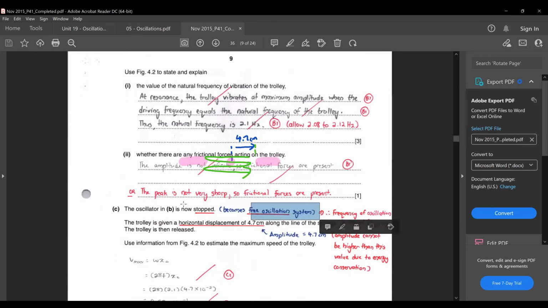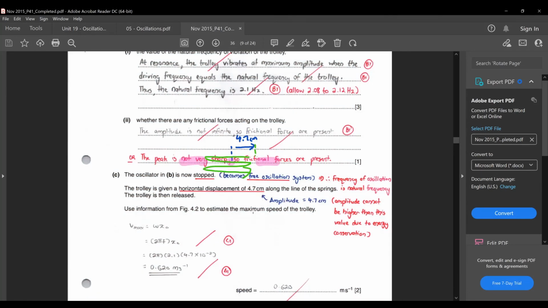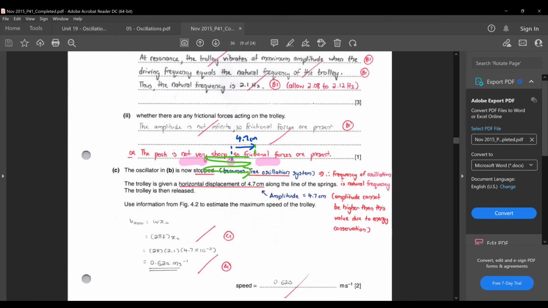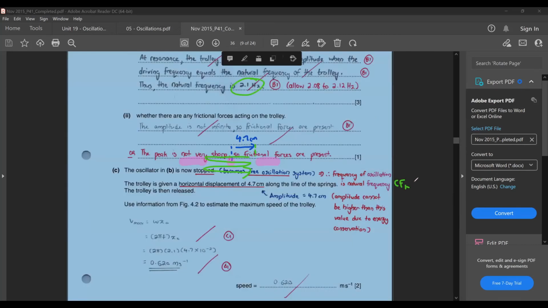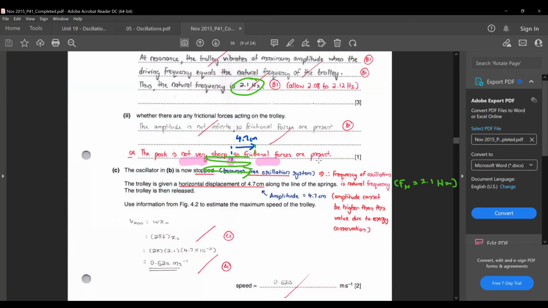So one thing to note from here is this: since it is now a free oscillation system, whatever frequency your trolley is oscillating at ought to be your natural frequency, which you found out from the question above. Your natural frequency here is supposed to be 2.1 hertz. Your trolley is now oscillating with 2.1 hertz.